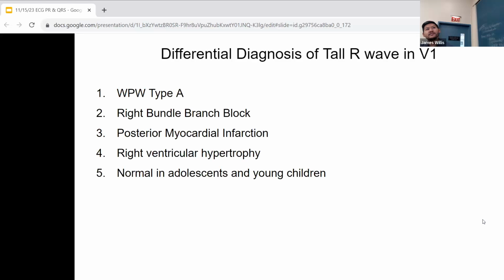So most of these are pretty important. Whenever I see tall R waves in the V1, V2 leads, I go through this differential on almost every EKG. So WPW, right bundle branch block, posterior MI, you don't want to miss that. RVH or RV strain, maybe you could pick up a PE early on, and then it can be normal in young patients.